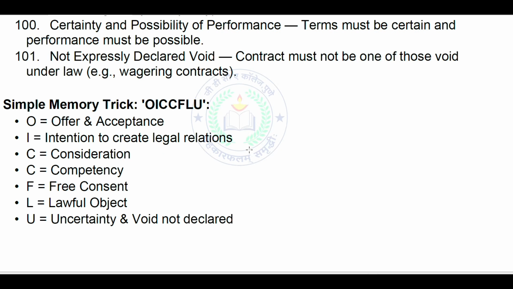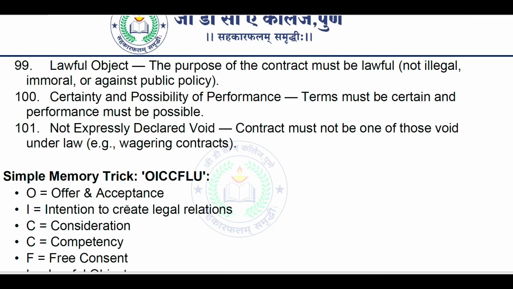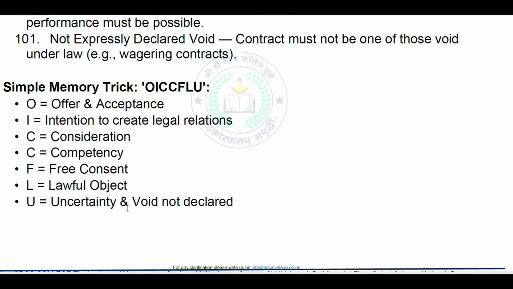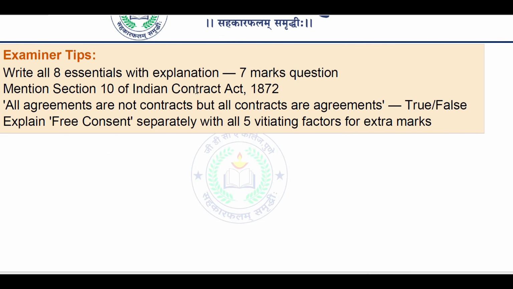Here is a simple memory trick for you to remember the essentials of a valid contract: OICCFLU. O means offer and acceptance. I means intention to create a legal relation. C means consideration. C means competency. F means free consent. L means lawful object, and U means uncertainty and void not declared. So you can remember it with this memory trick, OICCFLU.